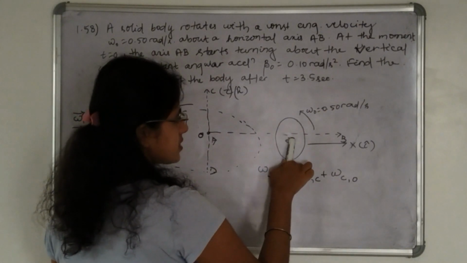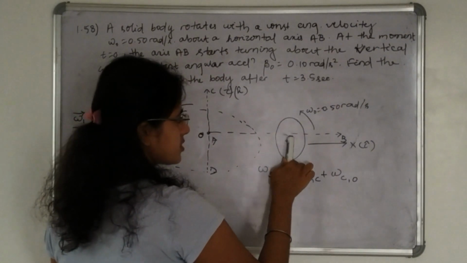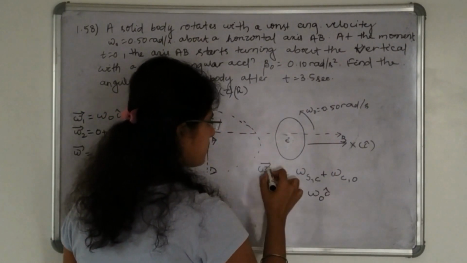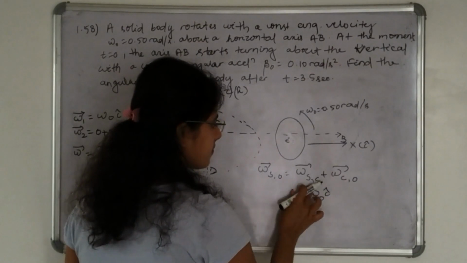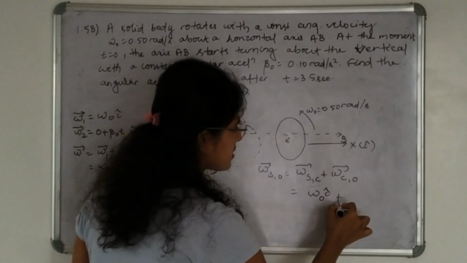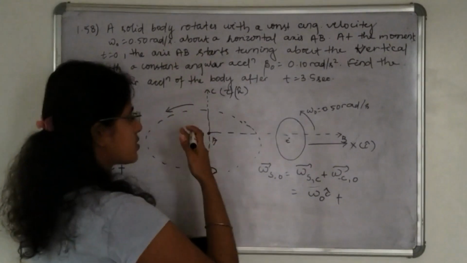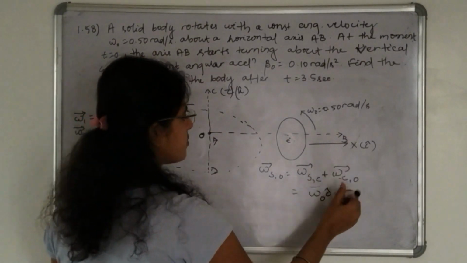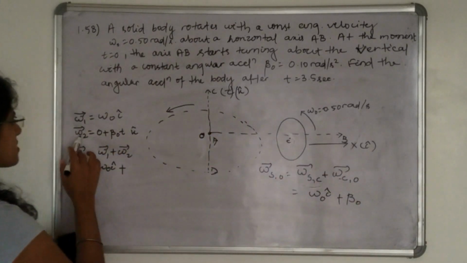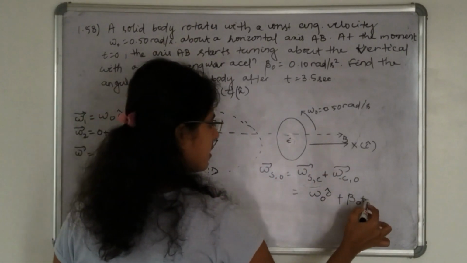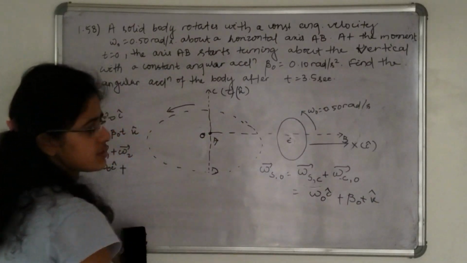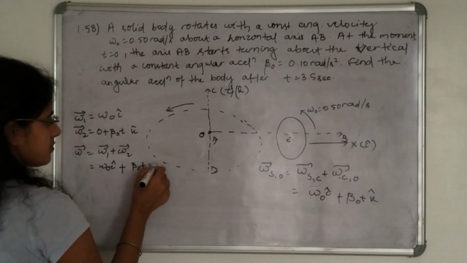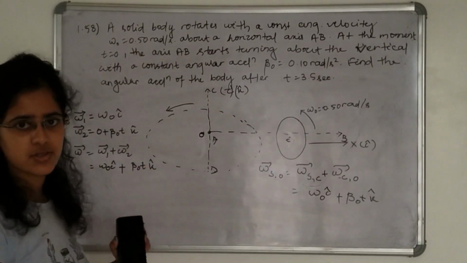So when you place a person on this center, then for that person this solid body is rotating in omega naught I cap. Plus this is how much? This is rotating along z axis, along vertical axis. So this will be how much? We have derived this beta naught into t. The direction is k cap. So similarly put this, exactly similar to the previous question.